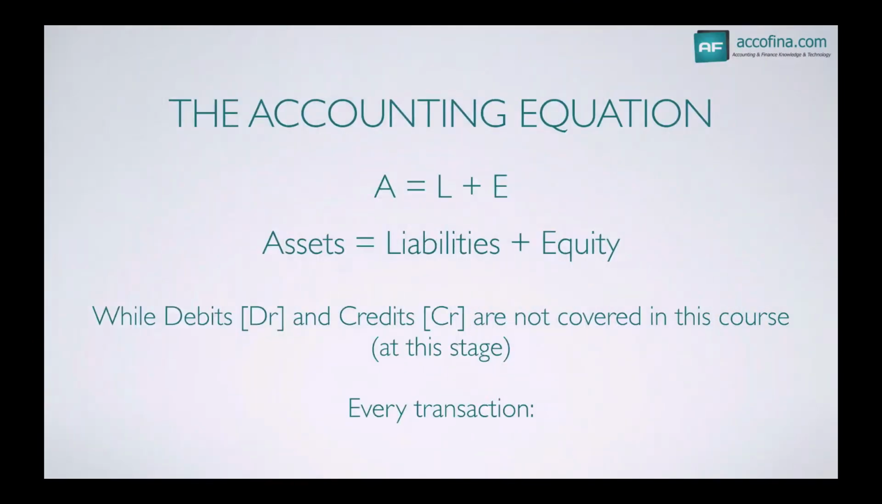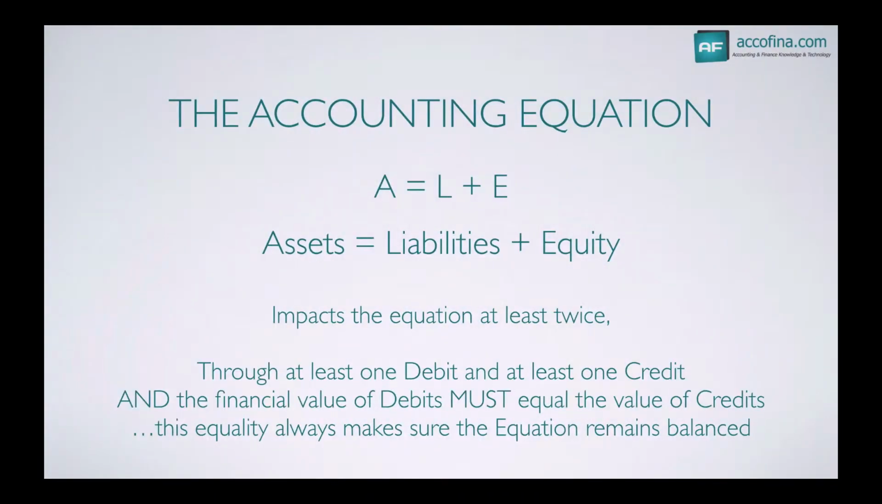That's very important. While debits and credits are not covered in this course, or at least at this stage, it's important to remember that every transaction will impact the accounting equation at least twice through these specific debits and credits. There must be at least one debit and at least one credit. And the debits and the credits will make the assets, liabilities, or equity, whichever one they affect, either go up or down. And the financial value of the debits must equal the financial value of the credits.